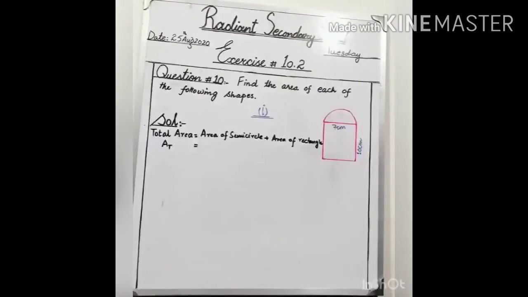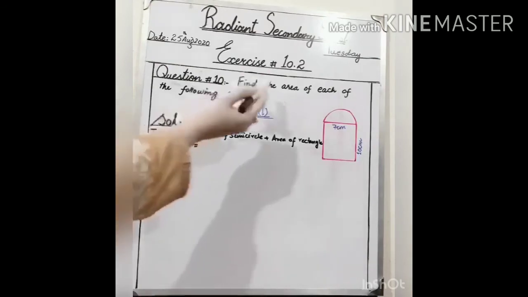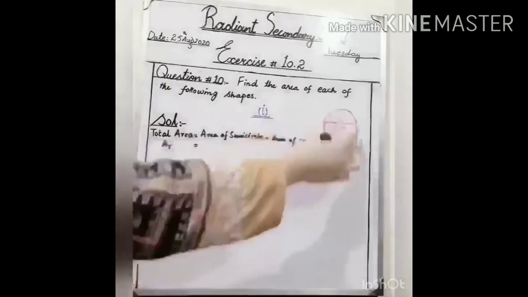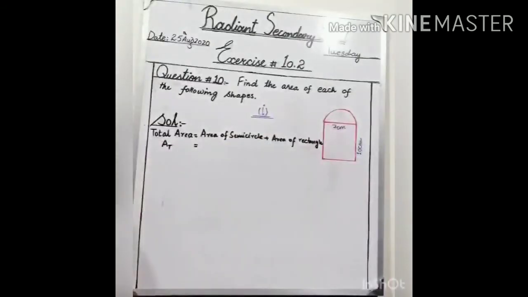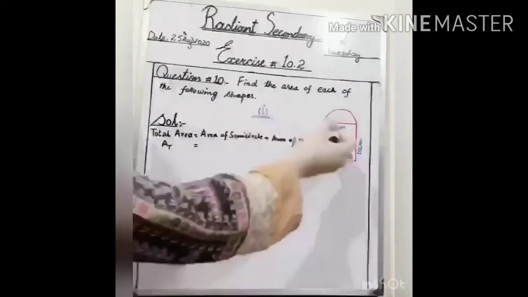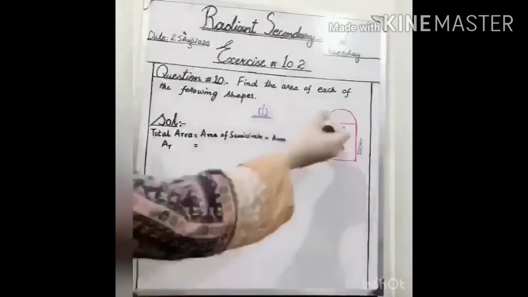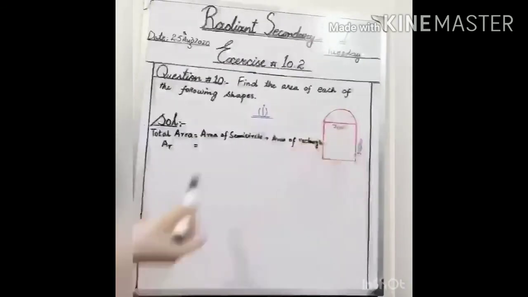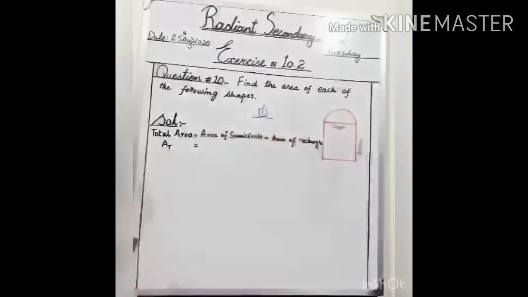Now students, we are going to start question number 10, and question number 10 is: find the area of each of the following shapes. A shape is given to you. Firstly, we will understand what type of shape it is. For example, in the first part, here is a rectangle and a semicircle. So what we will do is find the area of the rectangle, the area of the semicircle, and then add both the areas. In this way we can find the total area of the shape.